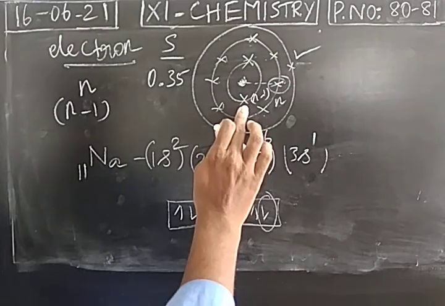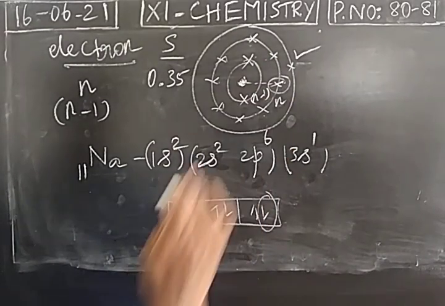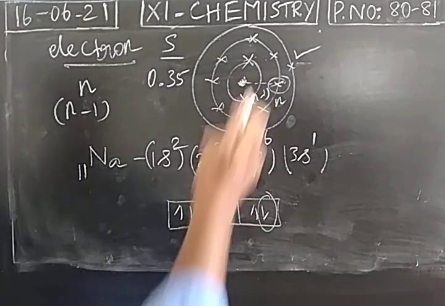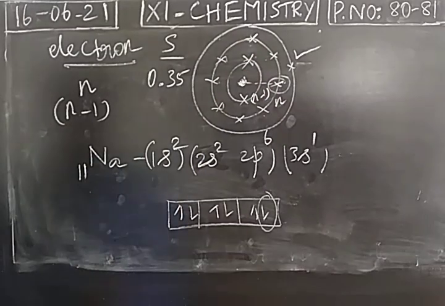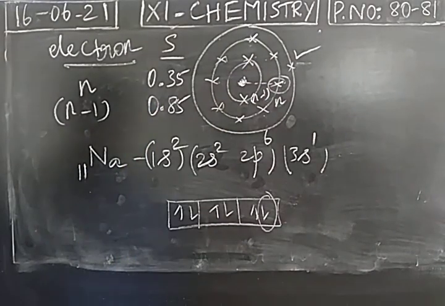The electrons present in the n minus 1 shell are involved in shielding. These 2 electrons will disturb the attraction between the nucleus and this electron. So the shielding effect is caused by these 2 electrons. They are contributing 0.85 as the value towards the screening constant.